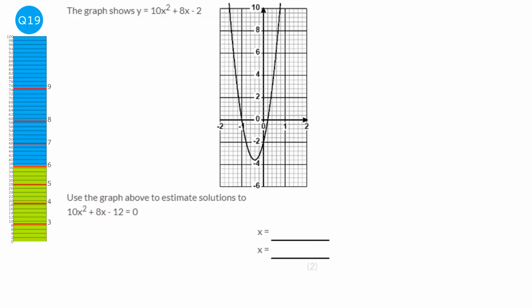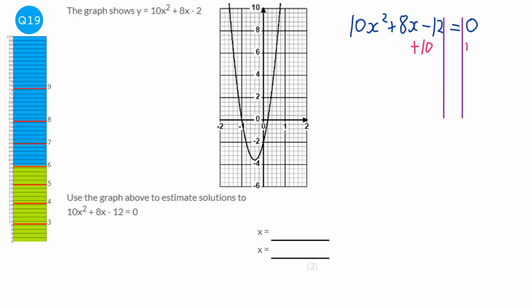What I'm going to start off by doing is rearranging this equation so that it matches this one. So I'm just going to write it down. And we want the n to be -2. So I'm going to put my rearranging lines in, and we're just going to add 10 to both sides.